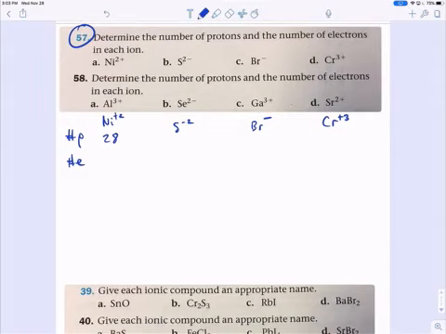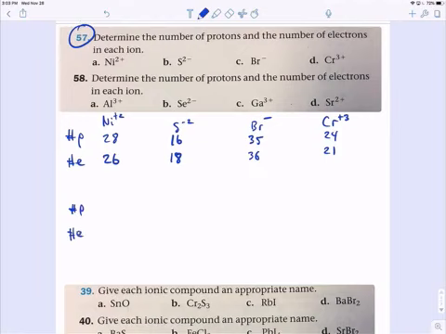Okay. So it starts with 28, and the plus 2 means it's missing 2 electrons, so there's 26 electrons there. Likewise, sulfur is going to have 16 protons, and with the minus 2, it means there's 2 extra, so that's 18 electrons. Same thing with bromine. Bromine has 35 protons. The bromide is going to have 36. Chromium plus 3. Chromium has 24 protons. With the plus 3, you lose 3, so 21 electrons. So now I want you to do 58.